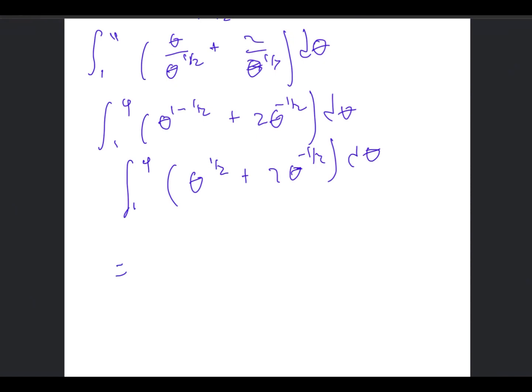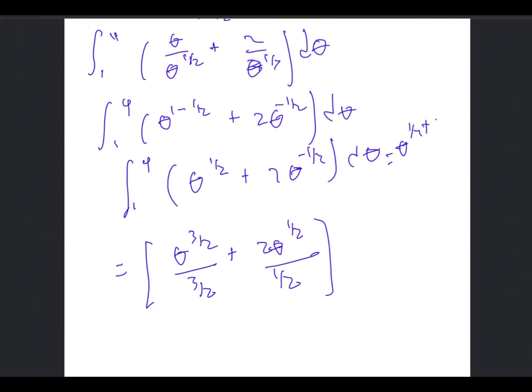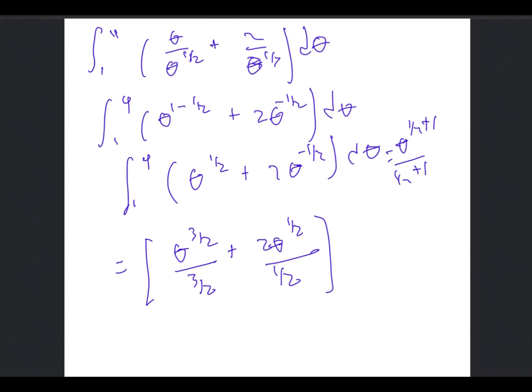When you do your integration, you are going to get theta power 3 over 2, the normal integration that we have done already, over 3 over 2, plus 2 theta power 1 over 2 all over 1 over 2. Remember that we add 1 to the power and we do the same at the bottom. So it's going to be theta power 1 over 2 plus 1 all over 1 over 2 plus 1. That's why we got 3 over 2 and so forth.